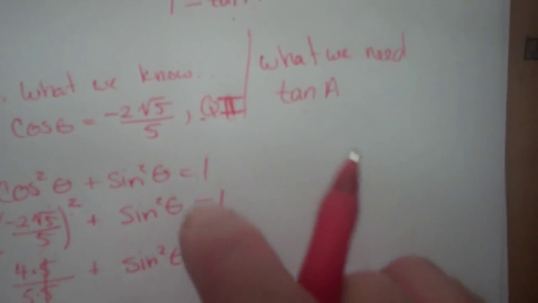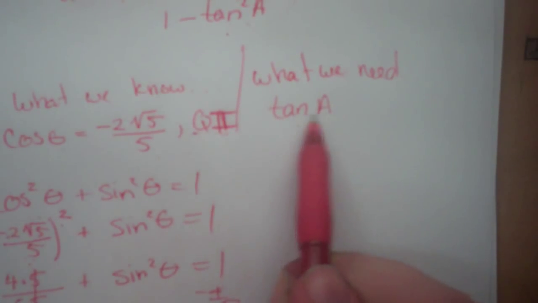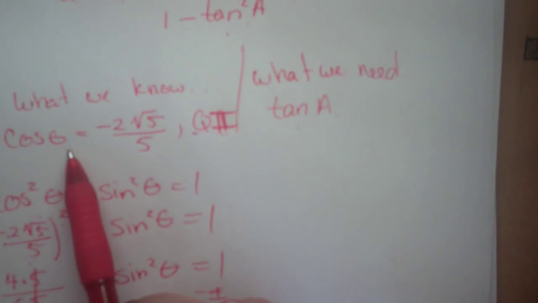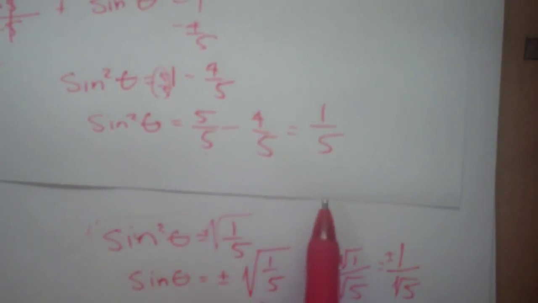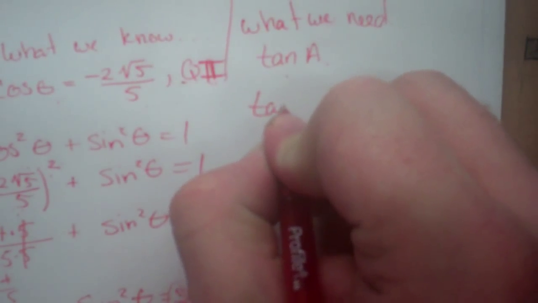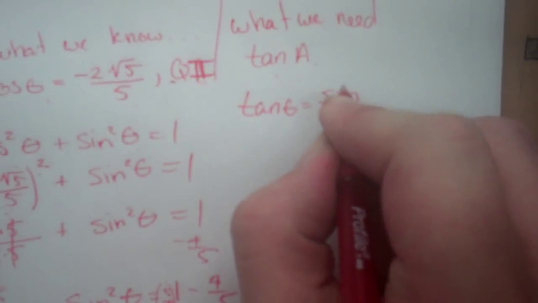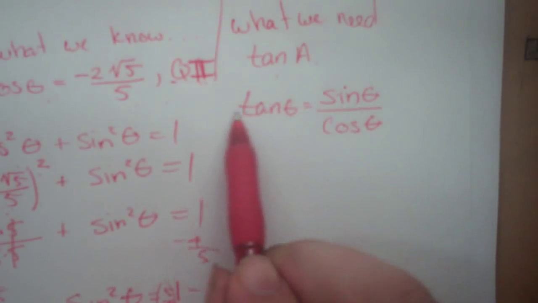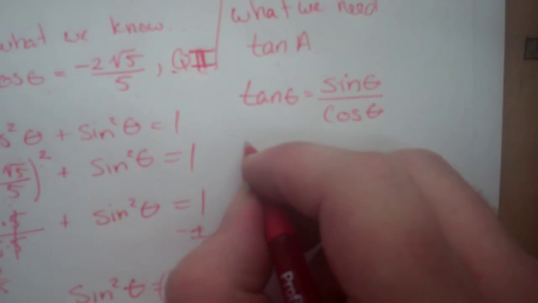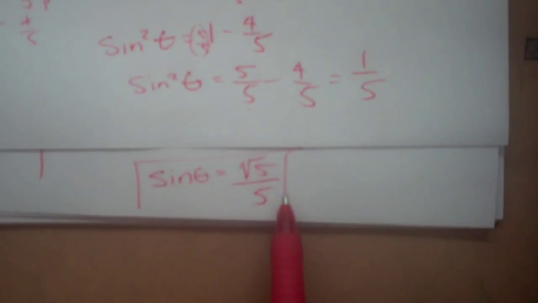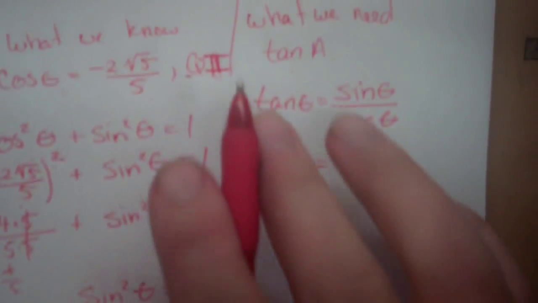Now, why is that useful? Well, the reason that's useful is we need to know the tangent of A. And now we know the cosine and we know the sine. How can we use the sine and the cosine to get the tangent? Well, let's see. The tangent of theta is equal to the sine of theta over the cosine of theta. And we know both of these now. So we can get the tangent, which is what we need. So the tangent of theta is equal to, here is our radical 5 over 5 that we just got. So I'm making that substitution.